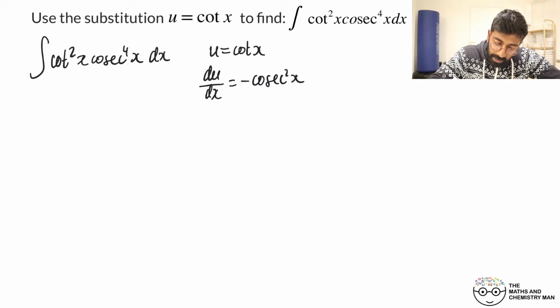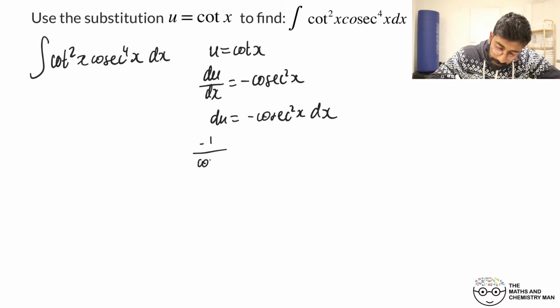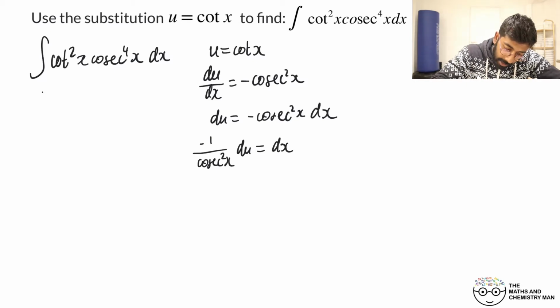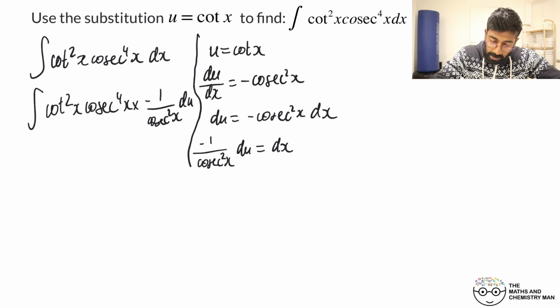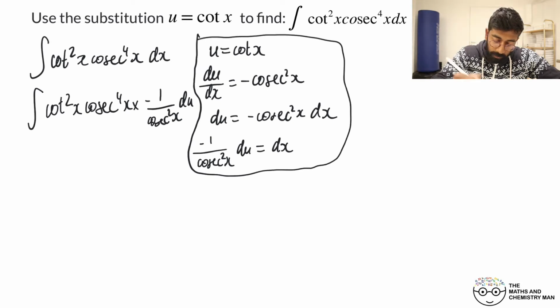So we can say du is equal to minus cosec squared x dx, and then minus 1 over cosec squared x du is going to equal dx. So now I can substitute that over here. So we'll have cot squared x cosec to the 4x multiplied by minus 1 over cosec squared x du. Okay, let's just separate this. There we go.